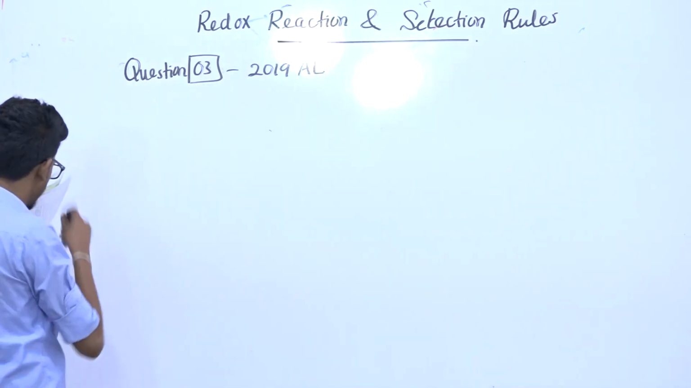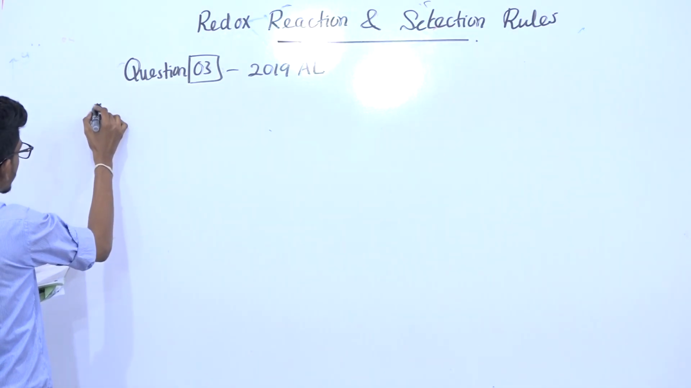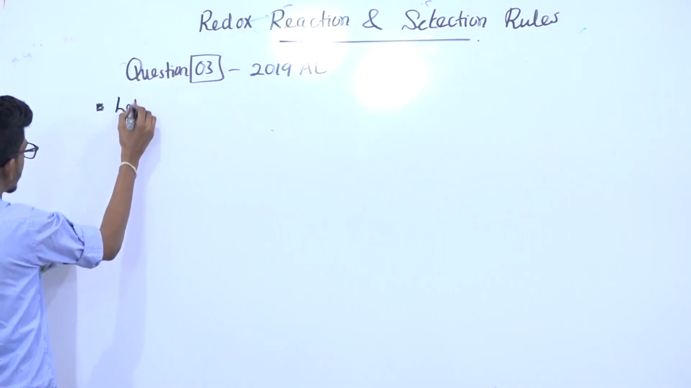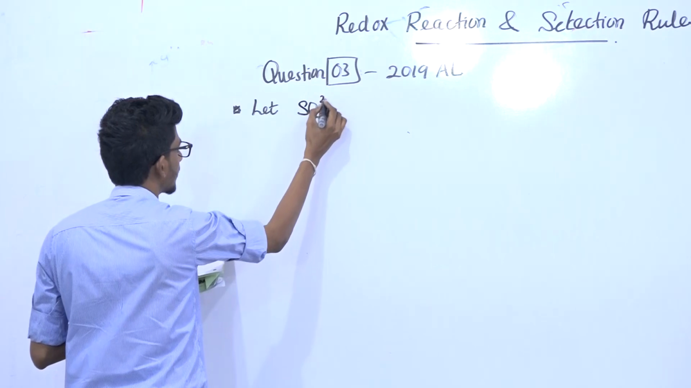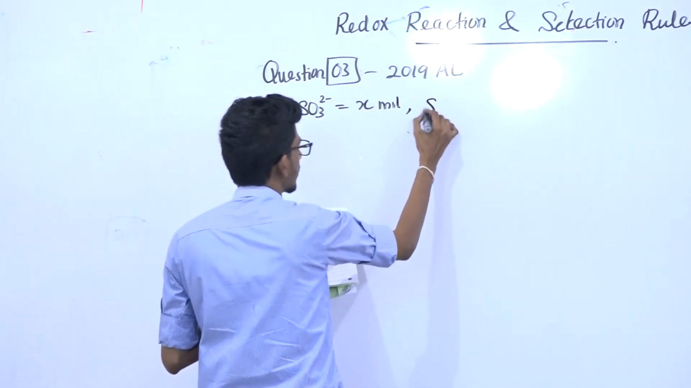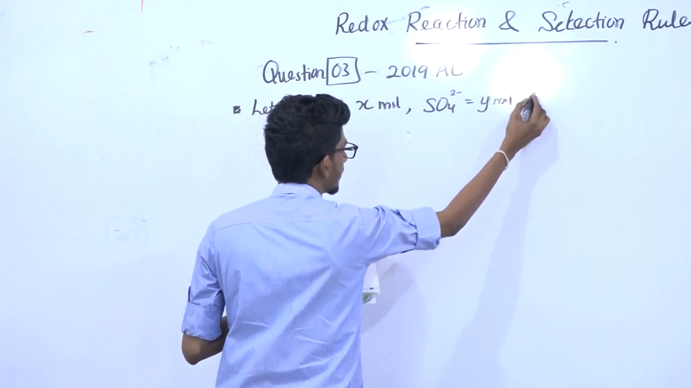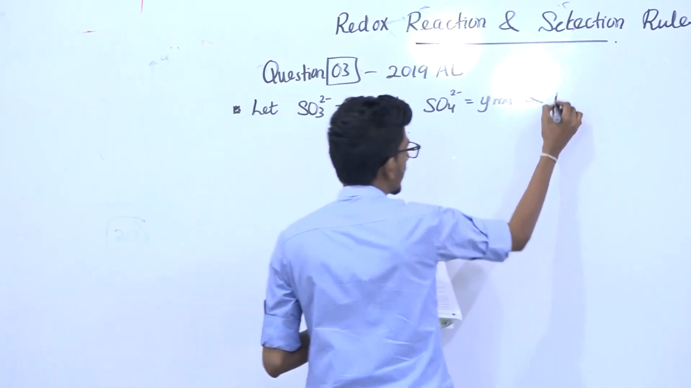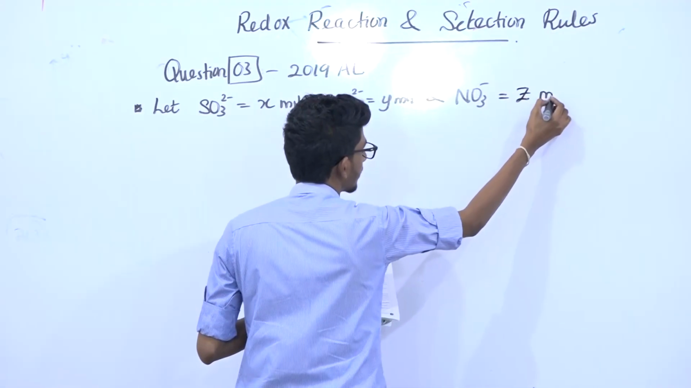So, the first point. Let SO3 2- be equal to x moles, SO4 2- equal to y moles, and nitrate amount equal to z moles.